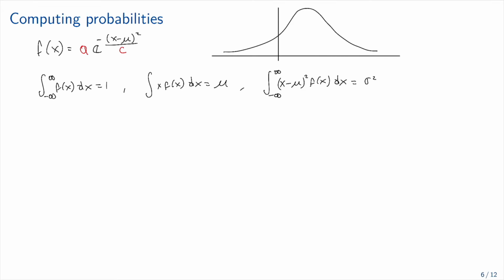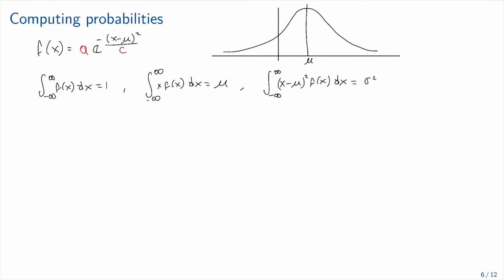First of all, the integral of our probability density function is equal to 1. Second, the integral from minus infinity to infinity of x multiplied by f(x) dx must be equal to mu. That one we can be sure of because the function is symmetric, so that's mu.